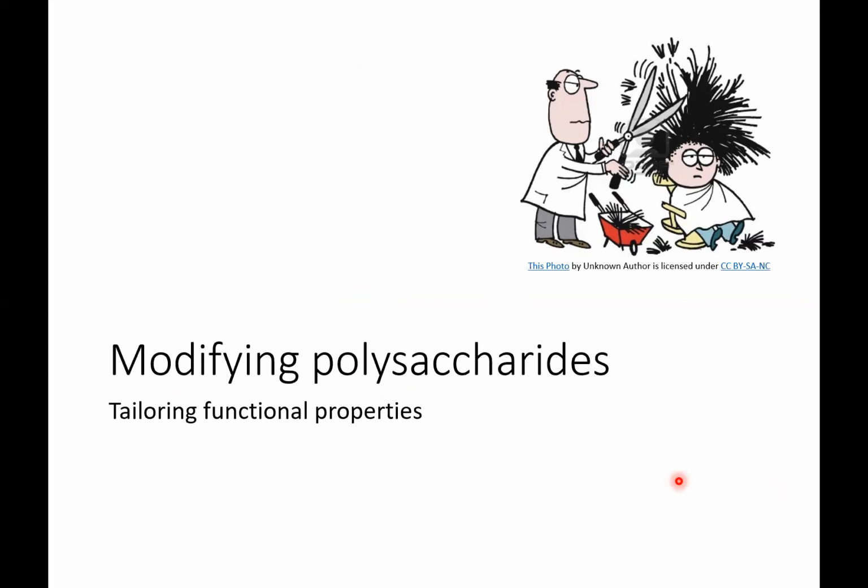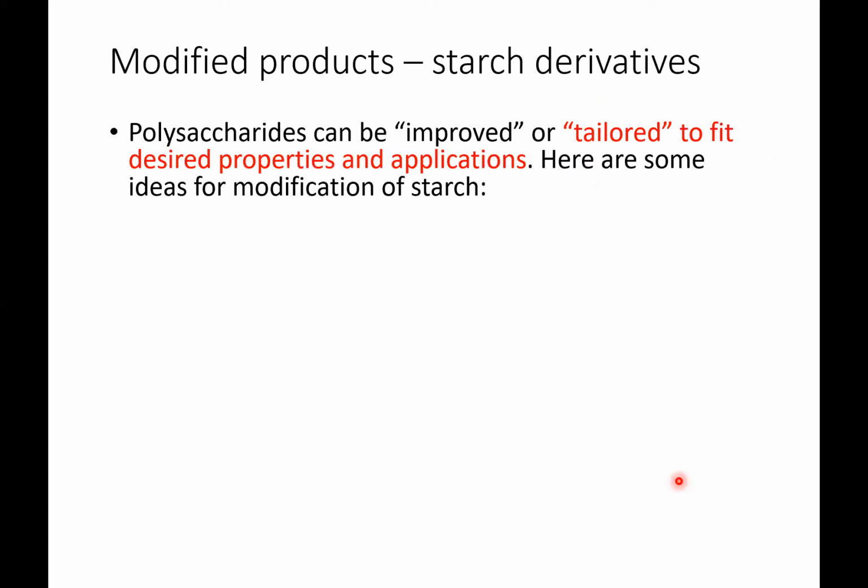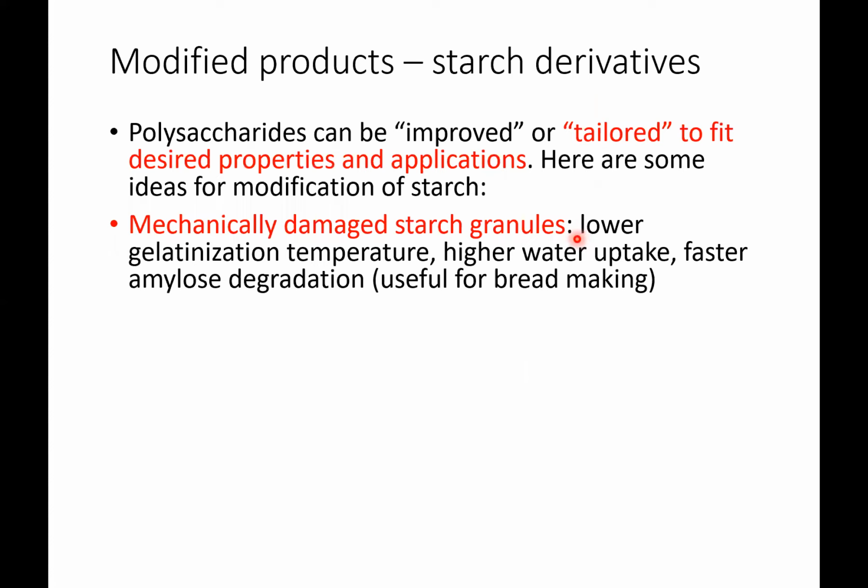So if we don't like what we see, the industry will say, I'm not going to deal with starch straight away. We want something that we can rely on. We want to tailor the functional properties. So we have some options if we look at starch. We have options with others too, but let's look at starch.